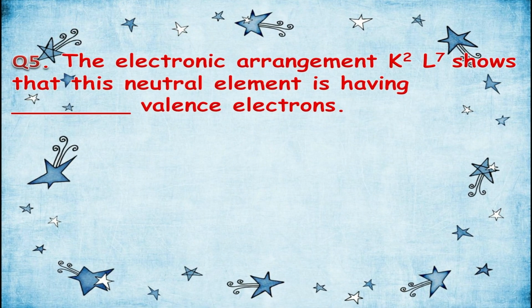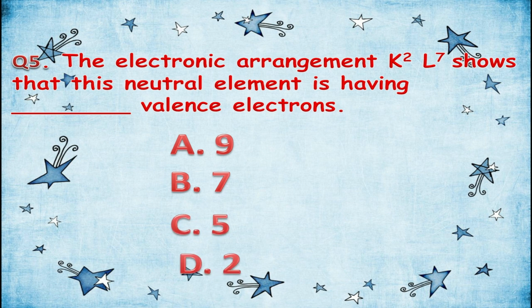Question number 5 is: the electronic arrangement K2L8 shows that this neutral element is having dash valence electrons. Option A is 9, option B 7, option C 5, option D 2. And your time starts now.